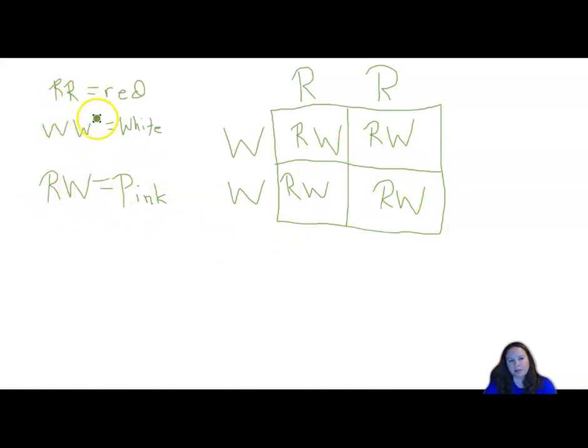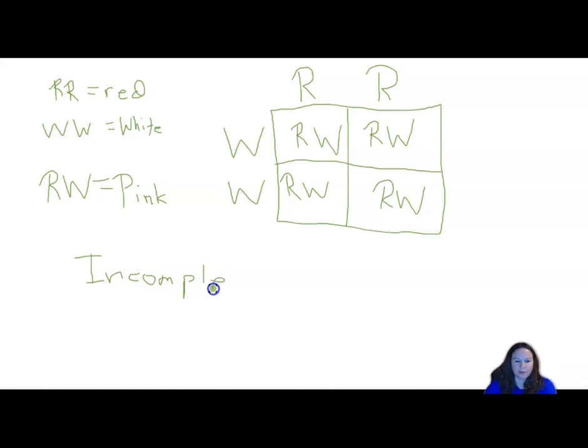Right? So again, here were my homozygotes who were red. Their genotype, big R, big R. My homozygotes who were white, genotype, big W, cross them. And I get genotype RW. And phenotype is pink. Again, this is the situation for incomplete dominance.